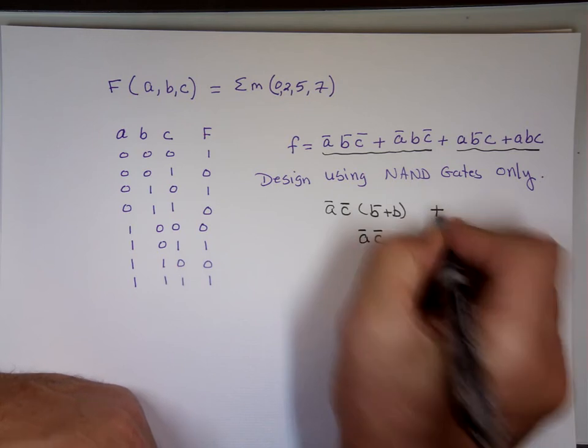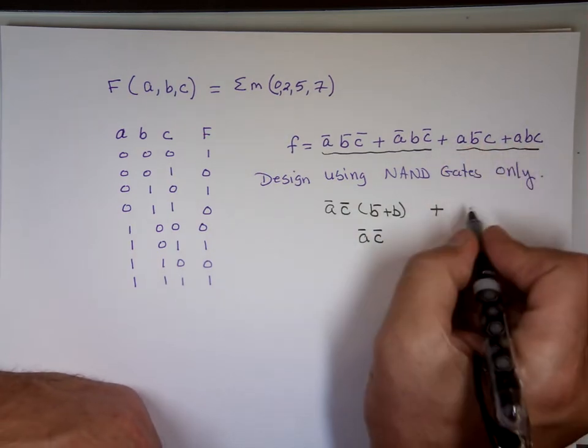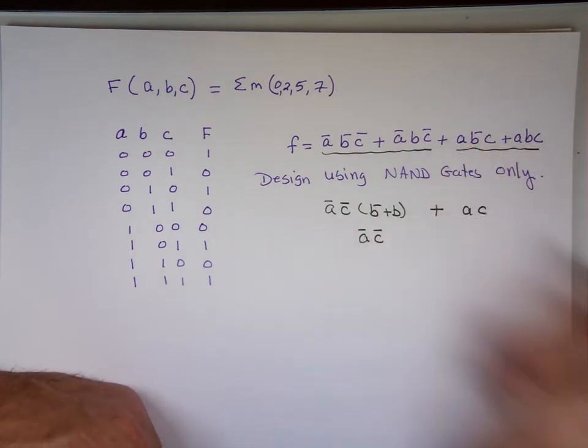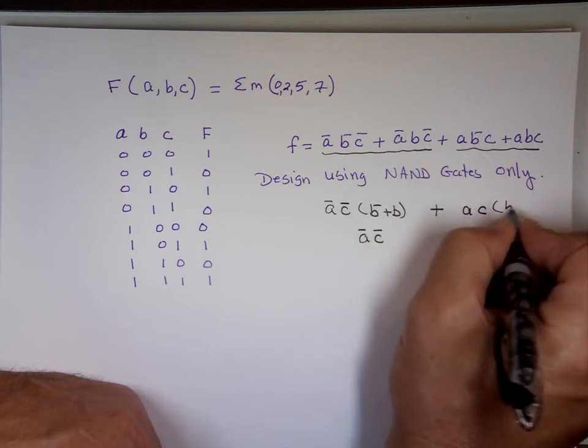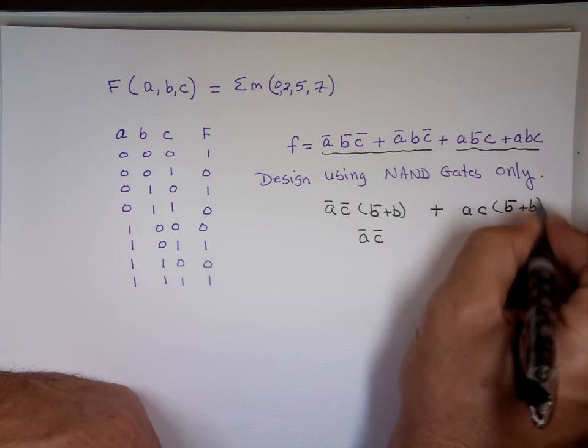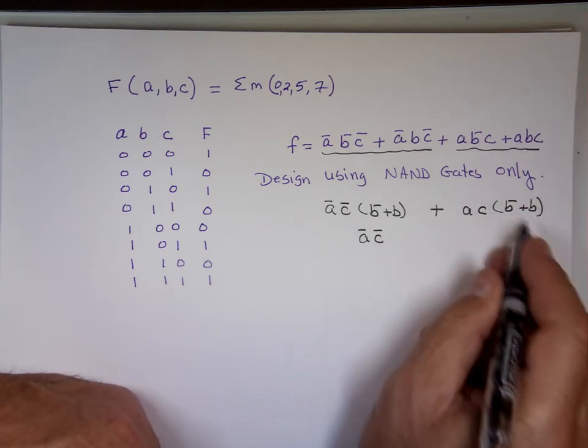Plus, let's look at this. I can factor what? AC. Now, what's left? B bar plus B. B bar plus B, which is what? 1?